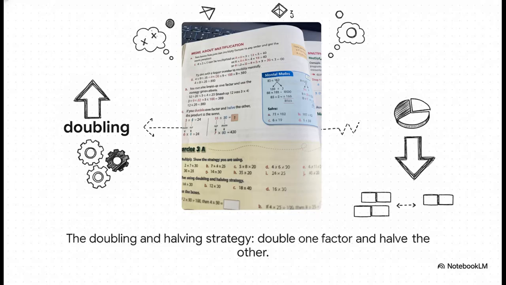Here's the secret sauce. The strategy is so simple. You just double one of the numbers and cut the other one in half. And the craziest part, the final answer, the product, stays exactly the same. You're basically just transforming a tough problem into a much friendlier one.